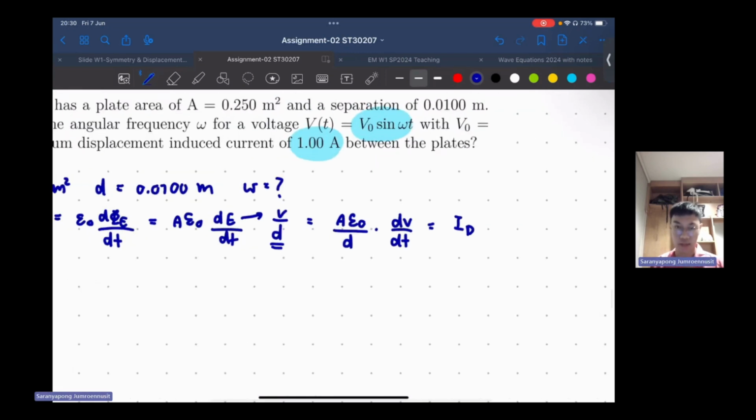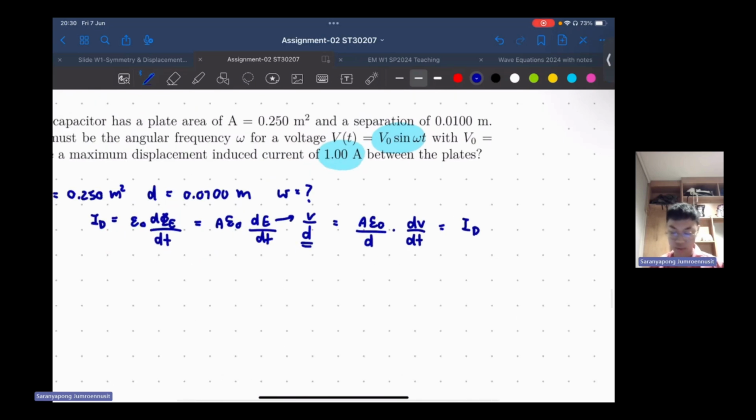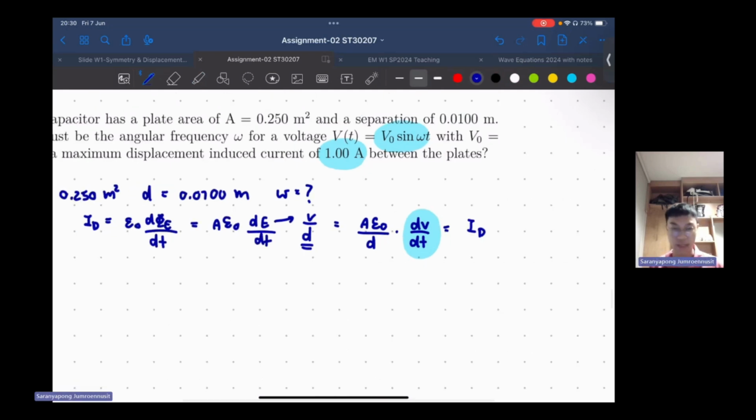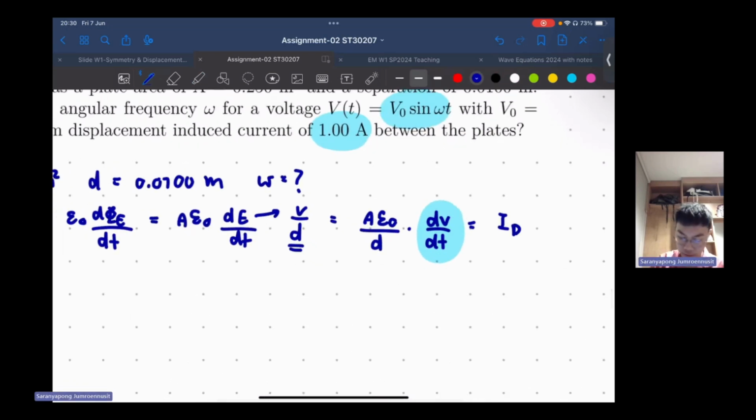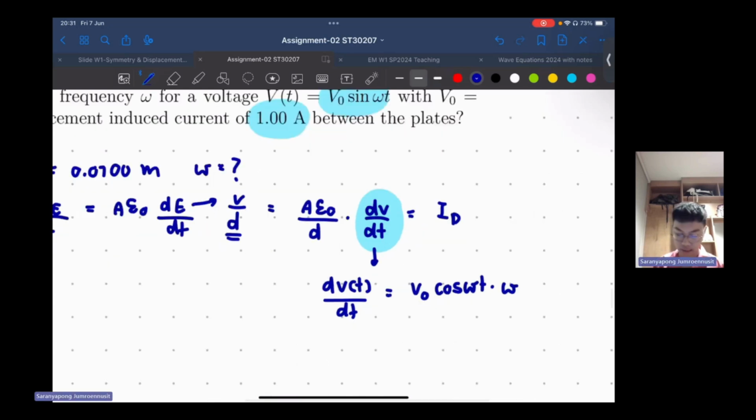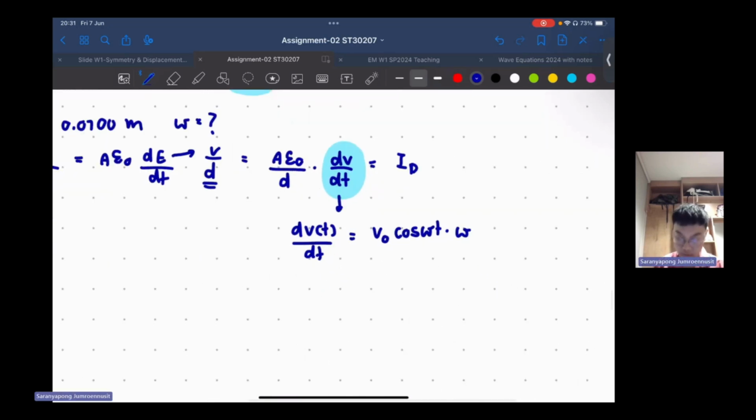Okay, so now what we need to do is differentiate the V function, which is dV by dt. We have this function already, so let's go ahead and differentiate it. V0 is a constant, so we pull it out. And sine omega t can be differentiated into cos omega t times omega. So that's the differentiation, and we get dV by dt. What we have left to do is plug this value in.